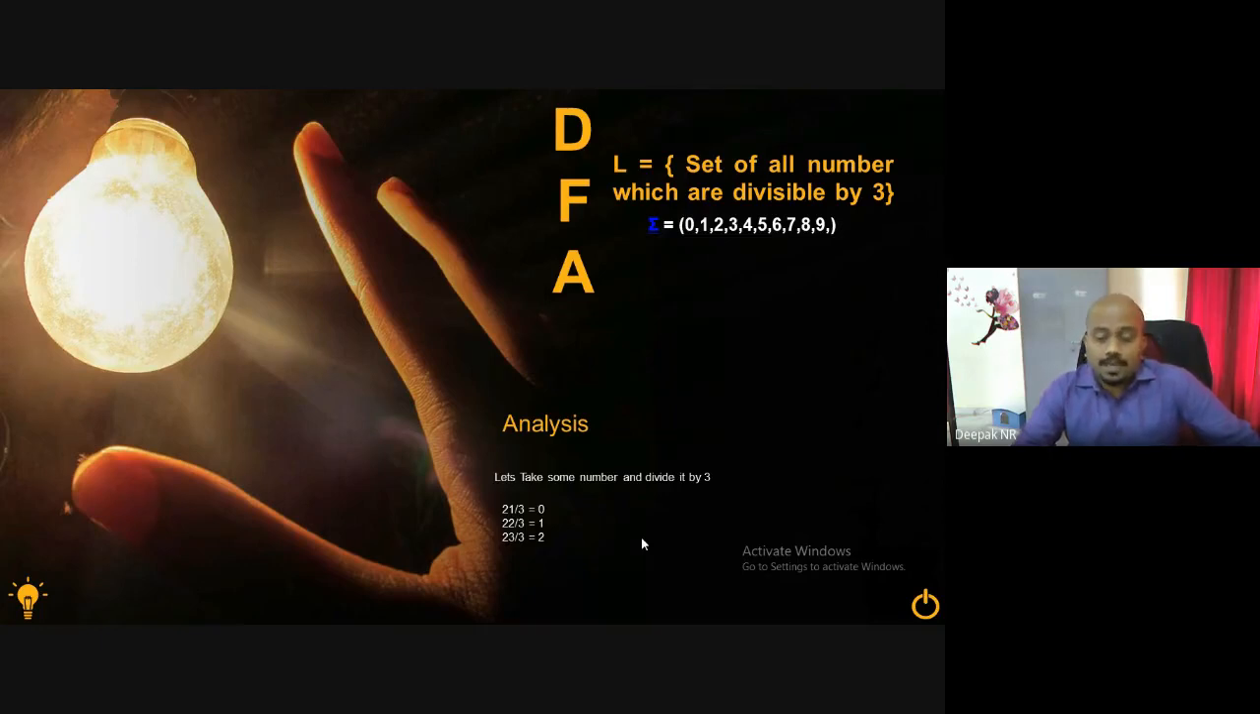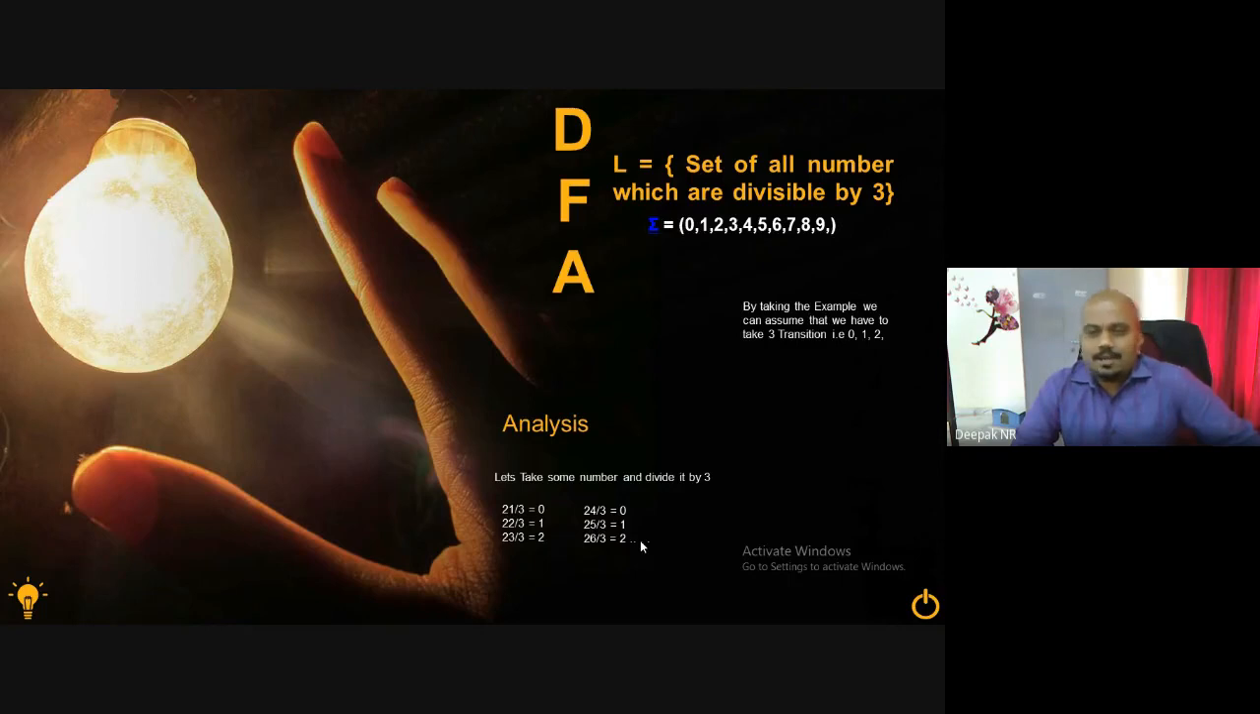You might feel like I'll stop here now, but let me go ahead. I'll take a few more numbers: 24, 25, and 26. If you observe, the remainders are 0, 1, 2 again. If I continue this, the remainders will be the same: 0, 1, and 2. With this, I feel we have to create 3 states: a state called 0, a state called 1, and a state called 2. If I get a remainder of 0, I send it to state 0. If I get a remainder of 1, I send it to state 1. If I get a remainder of 2, I send it to state 2.